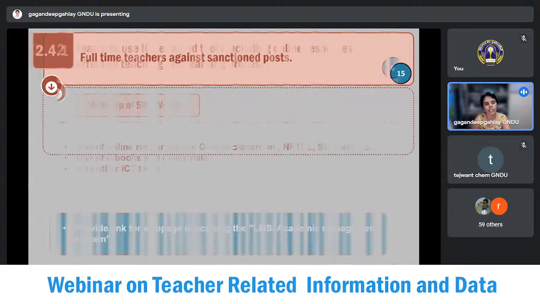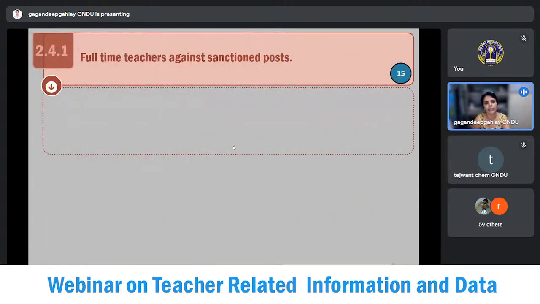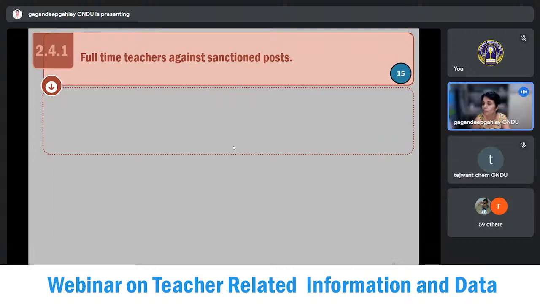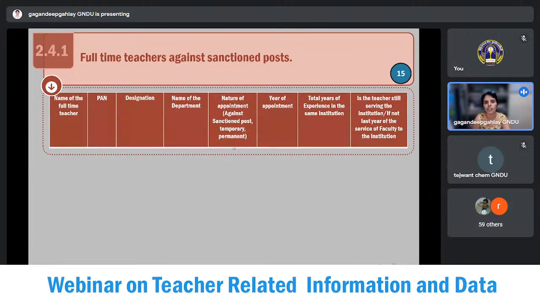The next question in this section is regarding the number of full-time teachers which have been hired against the sanctioned posts. So we can see that this question is for 15 marks, which means it is of very high importance. And when we are giving the data with respect to this question, we need to remember two very important things. One is that this data is going to be used for a few more questions downstream, and many of the calculations are based on this. So we have to be very careful about our input over here.